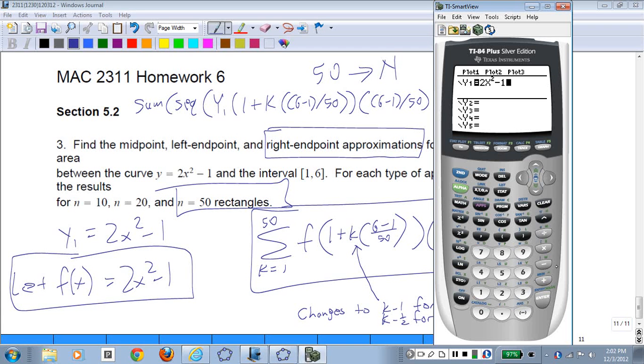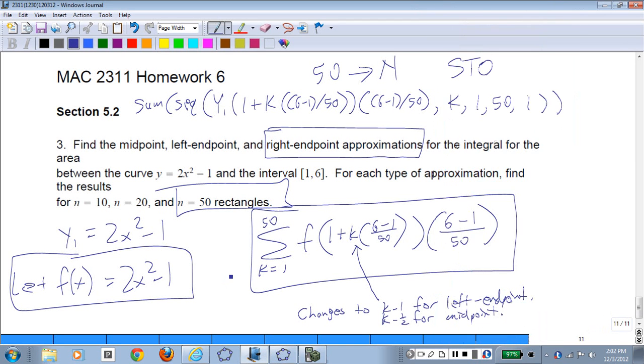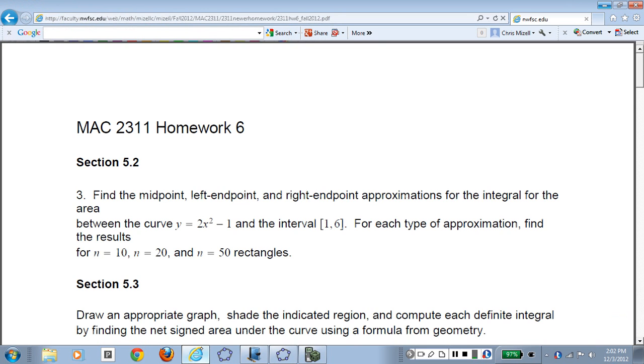You make sure that's stored in your calculator. And once that's stored, then you can go to the sum, second list of the sequence, and then you carry out the rest of it. We went through that in class, but make sure you can get your calculator to produce that for you, whatever function I use there.